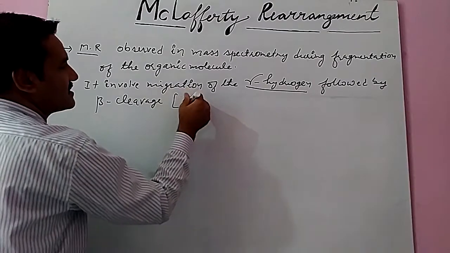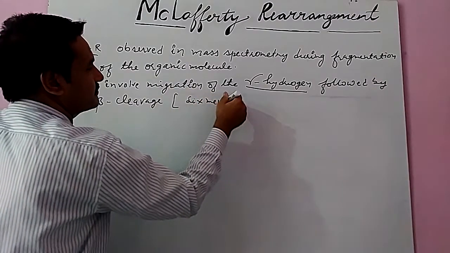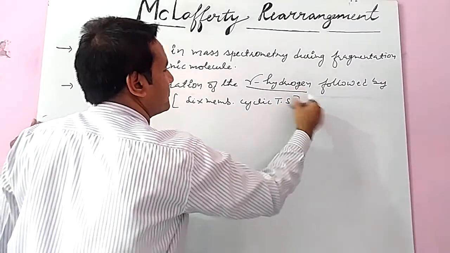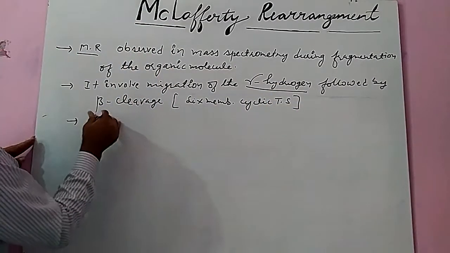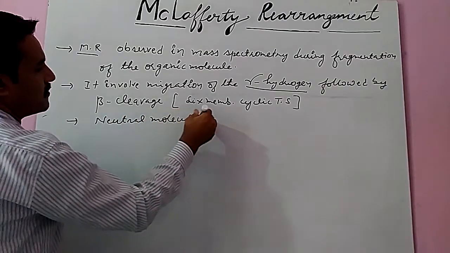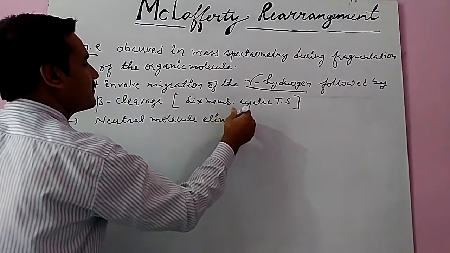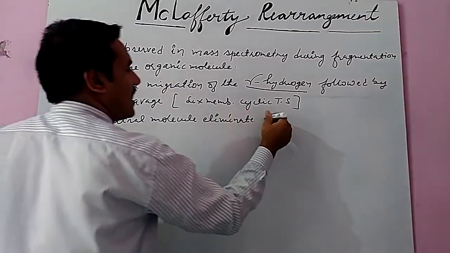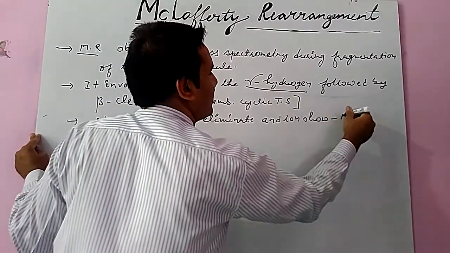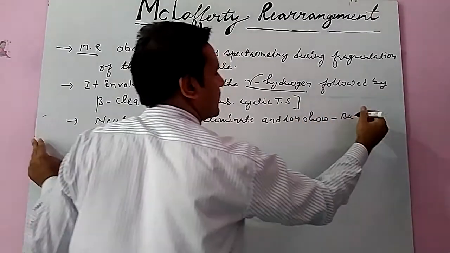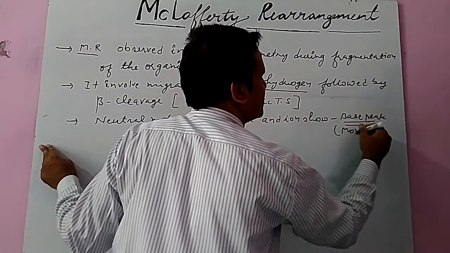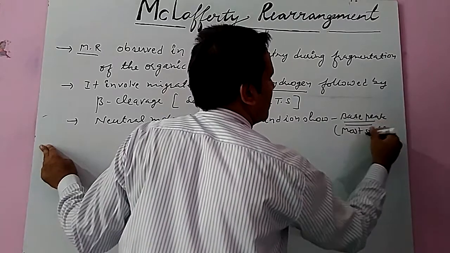During this, a 6-membered cyclic transition state is formed. A neutral molecule is eliminated and the ion shows the base peak, which means the most stable fragment.